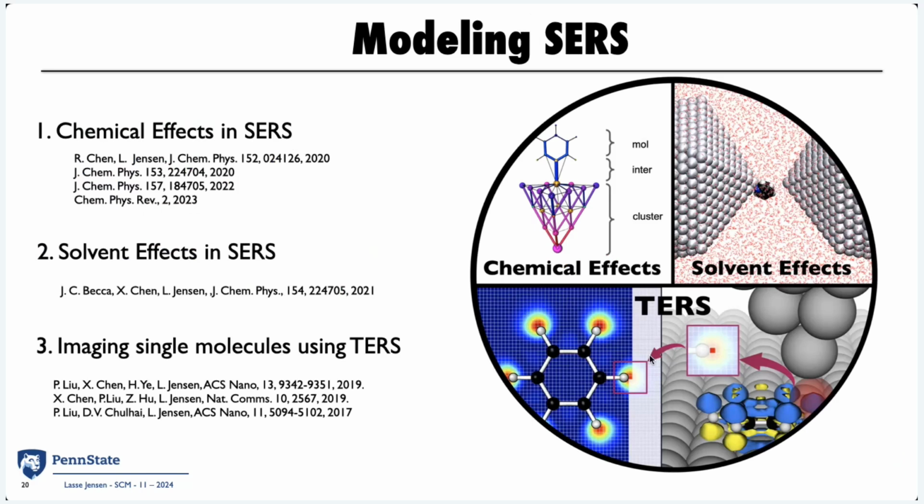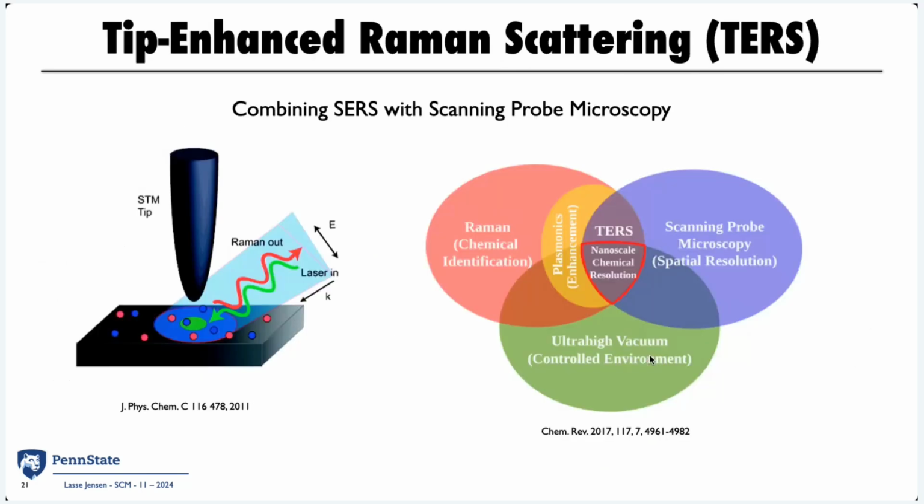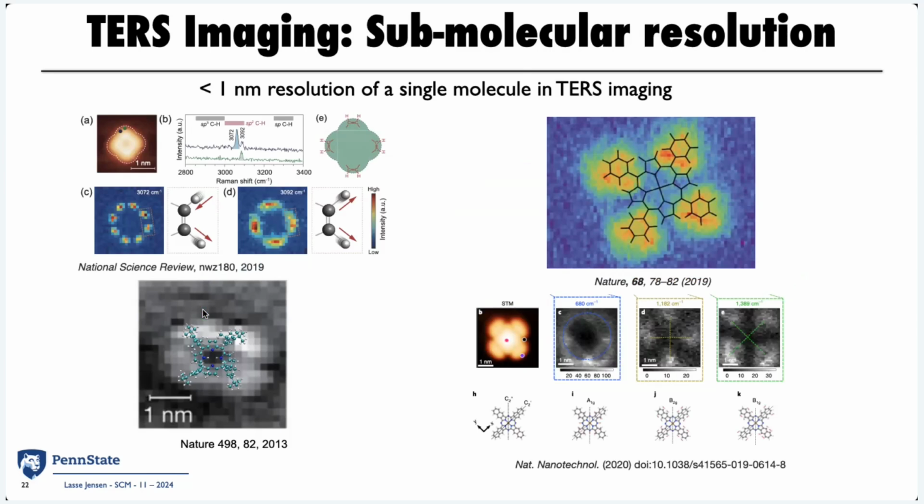So the last example I'm going to show you has to do with modeling tip-enhanced Raman scattering imaging. Tip-enhanced Raman scattering combines surface-enhanced Raman scattering with a scanning probe microscopy technique. So you get the spatial resolution that you get from the scanning probe, together with the chemical specificity that you get from SERS. And people have shown that you can generate images of individual vibrations on a single molecule that sits on a surface under these high-resolution conditions.